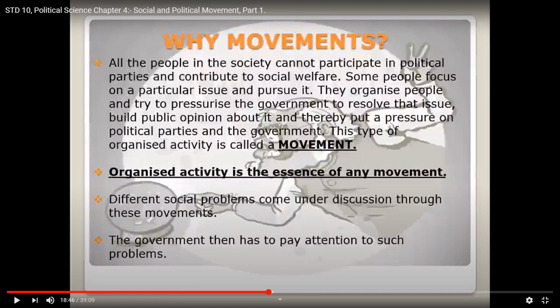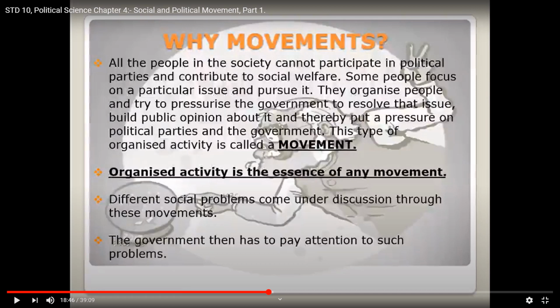That means they bring people who have the same opinion together and try to bring the attention of the government to solve that issue, build a public opinion about it, and thereby put pressure on political parties and the government. This type of organized activity is called a movement.